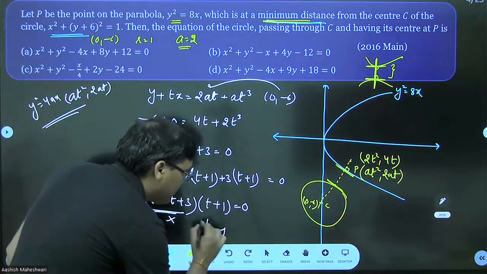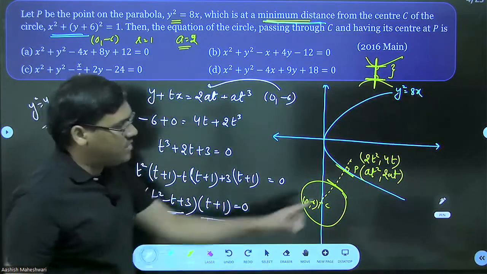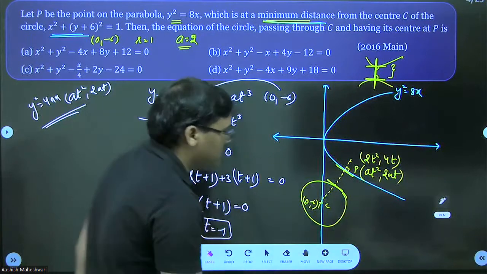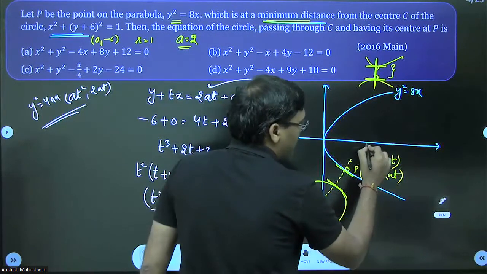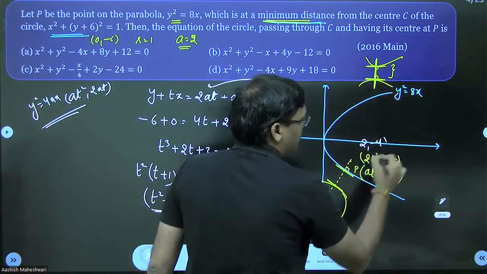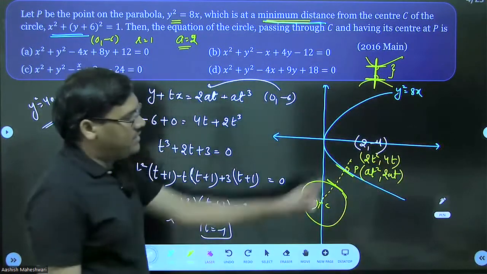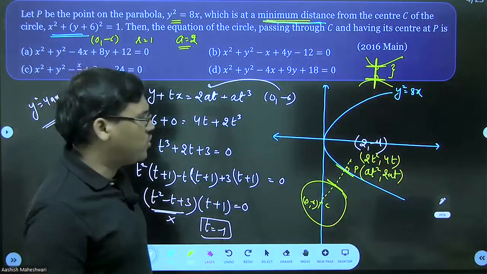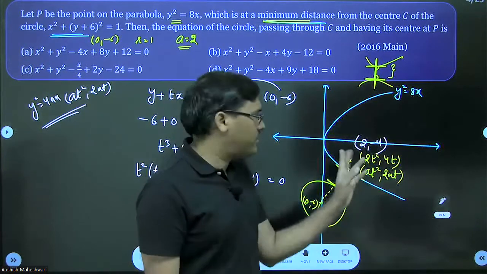T is equal to minus 1. Now if t is equal to minus 1, what is this point? You can see this is t is equal to minus 1. This is 2 comma minus 4. And you can see this has to be in the fourth quadrant. You can see that by the diagram also, right?